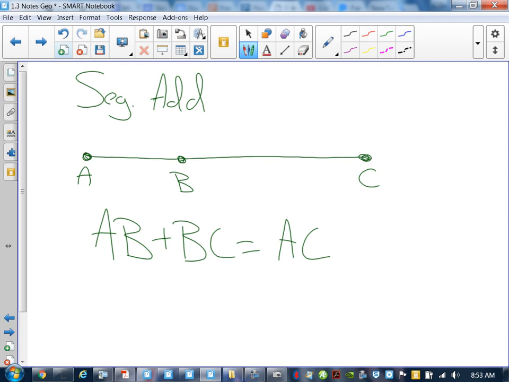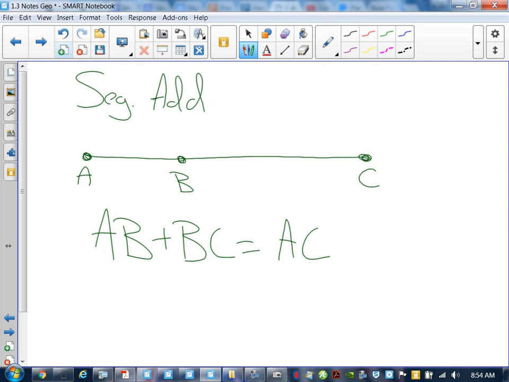Josh, you had a question? Is B the exact middle of AC or no? No, it doesn't have to be. We'll talk about what's called a midpoint a little bit later on. It doesn't have to be the middle, and you're getting ahead here.